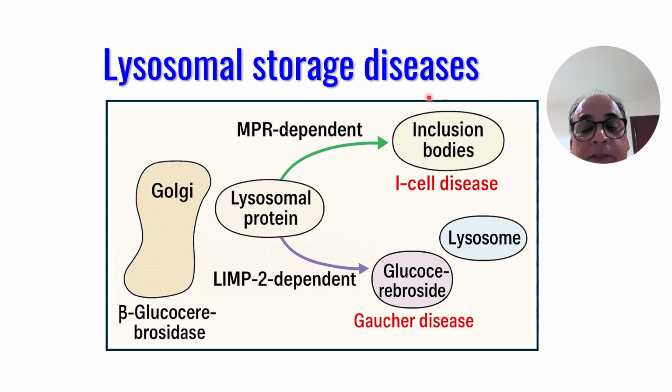In I-cell disease, particularly, the enzymes lack mannose 6-phosphate. As a result, the enzymes are mistargeted and therefore cause I-cell disease. Whereas in Gaucher disease, the enzyme beta glucocerebrosidase is defective or mutated and it is non-functional, leading to the symptoms of Gaucher disease.